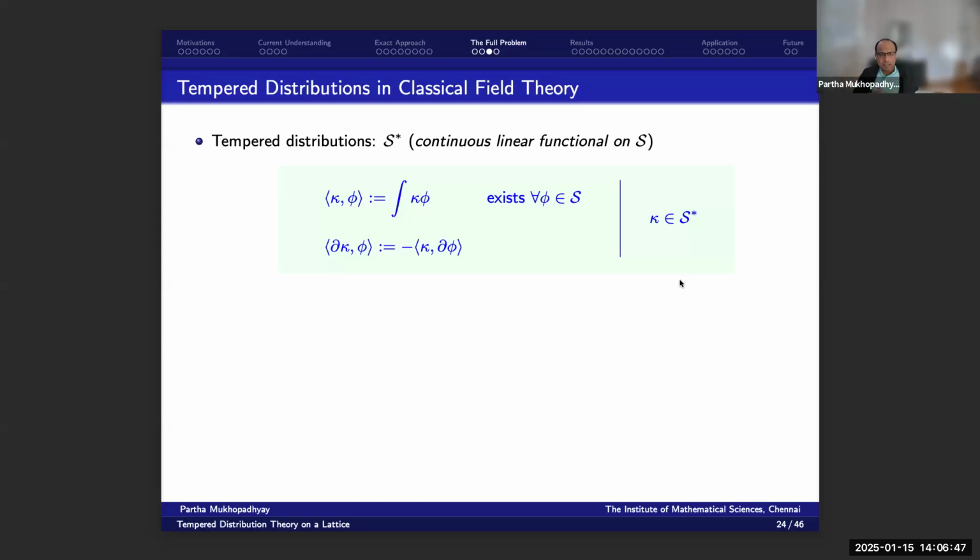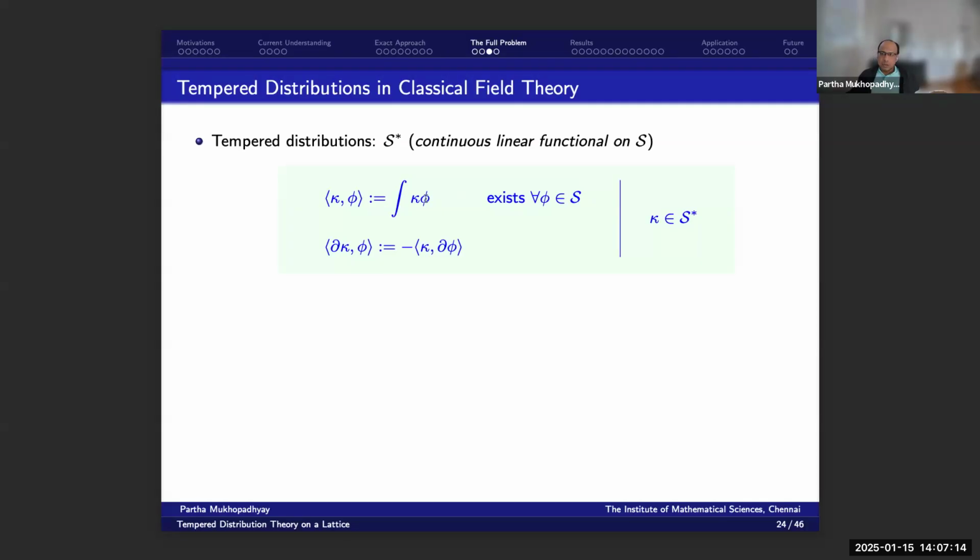This was done by Schwartz. So these tempered distributions are viewed as continuous linear functionals on Schwartz functions, and they are viewed as a dual space to the Schwartz space. And this duality is given by this inner product. So if kappa is a tempered distribution, then it has an inner product with Schwartz function phi, and that is given by this integral. This integral must exist for all phi.